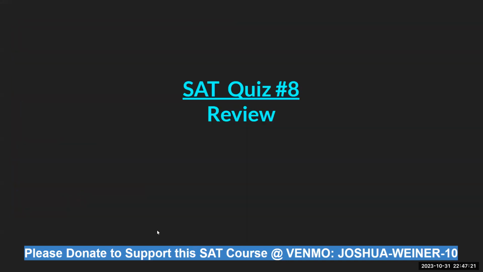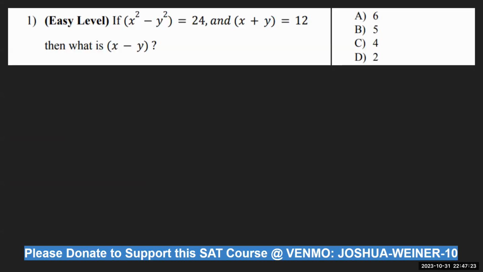What we'll do quickly is I'll go over the quiz for you with a method to solve each problem in less than 2 minutes. Here we go with question number 1. Question number 1 reads, if x squared minus y squared equals 24 and x plus y equals 12, then what is x minus y?